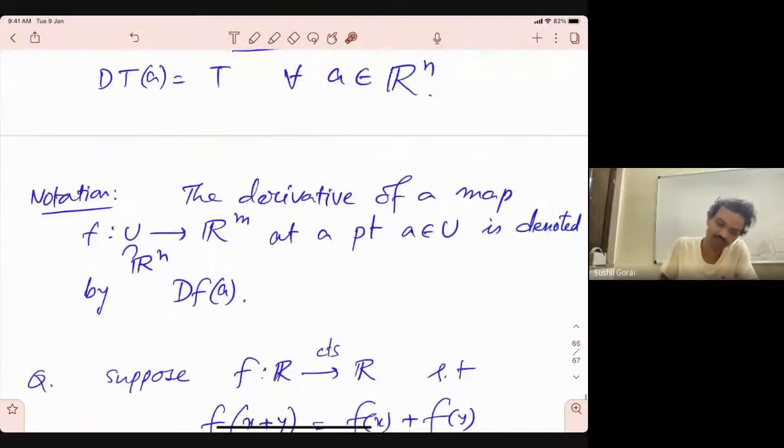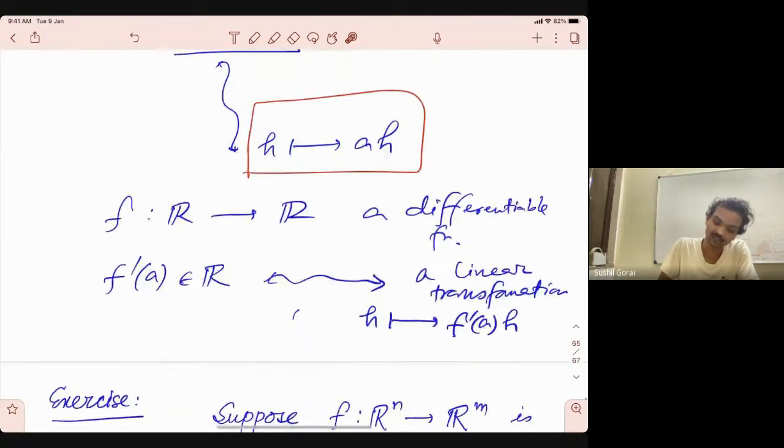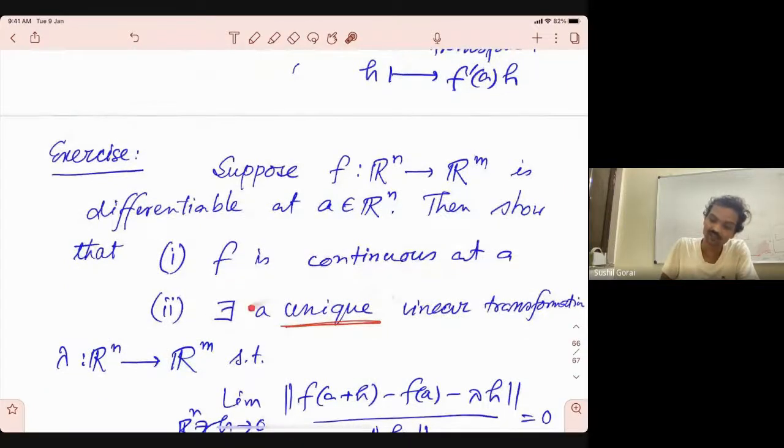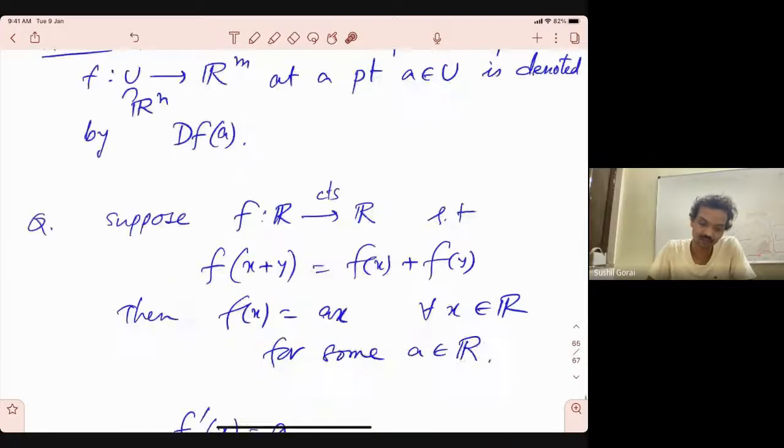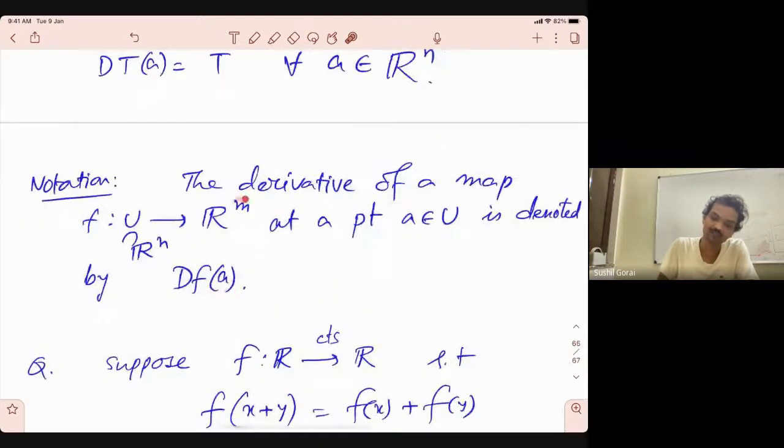So here, this is the notation for the derivative of a map. The notion of the derivative of a map will be well defined, provided this linear transformation is unique. So the linear transformation is unique. Otherwise, this notion of derivative will not make sense. You see my point?